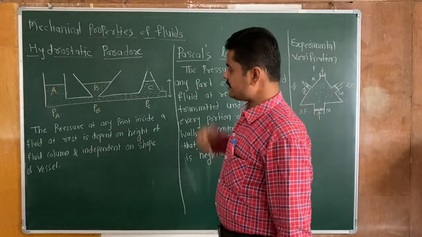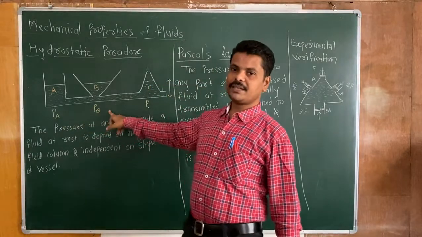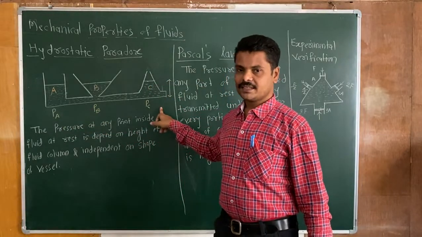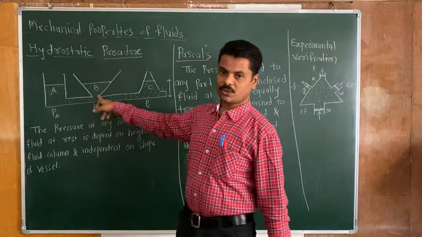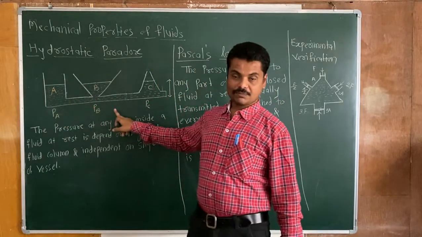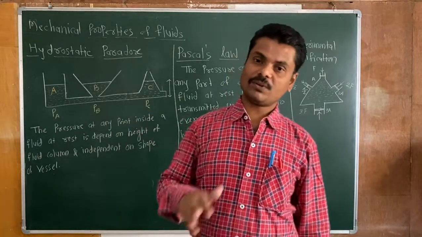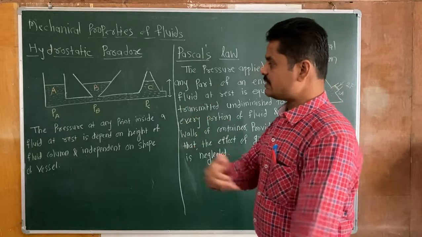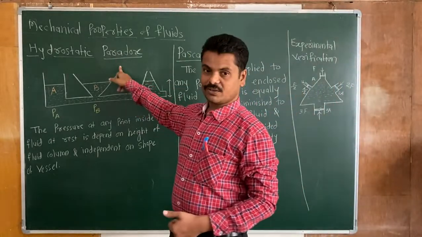You can say that the pressure at point A is equal to the pressure at point B is equal to the pressure at point C. How can you say that? Because the water is not flowing from vessel A to vessel B, and if there were a pressure difference, then water would flow from vessel A to vessel B. So this is the hydrostatic paradox.